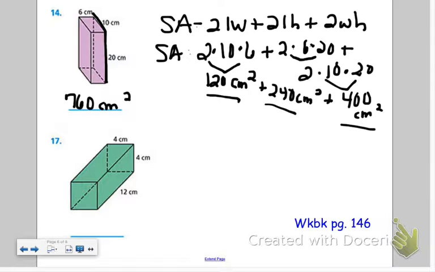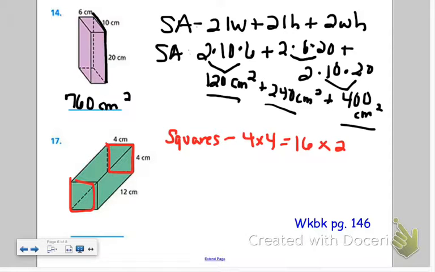Now if you don't like the formula, the other way to go is just to find the area of each face and then add them all up. So let's do the next one. Here we have, it looks like 2 square bases. I see a square here and a square here. So for my 2 squares, I would have to do 4 times 4, which is 16. But I'm going to times that by 2 because I definitely have 2 squares. 4 times 4 is just the area of 1 square. Times that by 2, and now I've got 32 square centimeters.